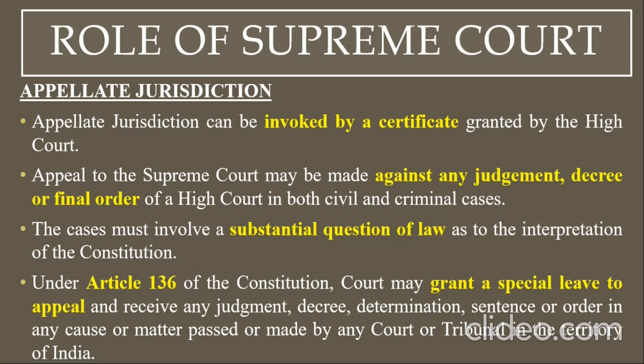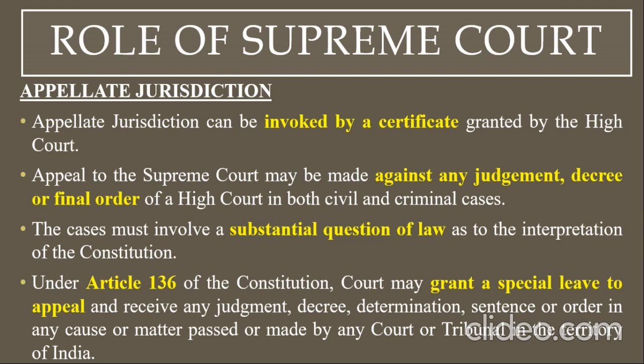So here, appellate jurisdiction can be invoked by a certificate granted by the High Court. One thing you have to note is that simply anybody cannot go to the Supreme Court for appeal. The High Court should give you a certificate. Only when a High Court gives you a certificate can you go for an appeal to the Supreme Court. Otherwise, it's not possible. So an appeal to the Supreme Court may be made against any judgment, decree or final order of a High Court in both civil and criminal cases, which means, see, now we are looking at a new term known as judgment. You probably know what a judgment is, but I don't know whether you know what a decree or an order is. So in order to look at this, we'll move on to the next slide, and then I'll come back to this slide.